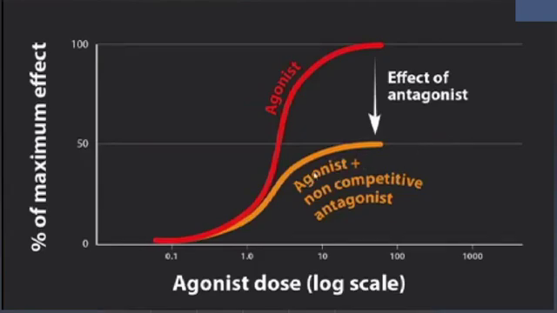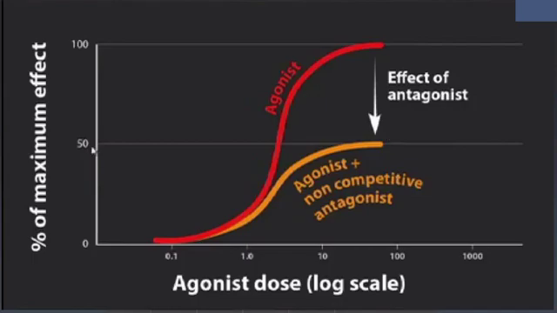The curve plateaus at a much lower maximum effect. You could have 1,000 agonist molecules, but if all the receptors have been taken out of commission, no amount of agonist will do anything about that. The effect of the non-competitive antagonist is to reduce efficacy, but it doesn't affect potency. And you can see that the potency of these two curves is exactly the same.